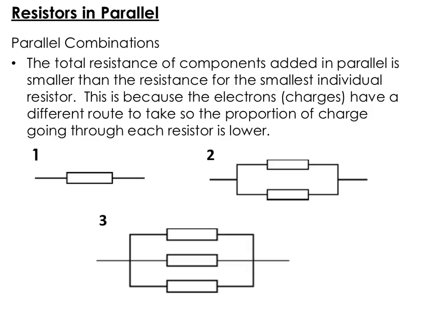When I come to look at parallel combinations, the total resistance of the components added in parallel is smaller than the resistance of the smallest individual resistor. And this is because electrons or charges have a different route to take, so the proportion of charge going through each resistor is lower. You are not expected to be able to calculate the resistance for combinations in parallel at GCSE. You could be asked how you would go about putting these combinations of resistors into a circuit.